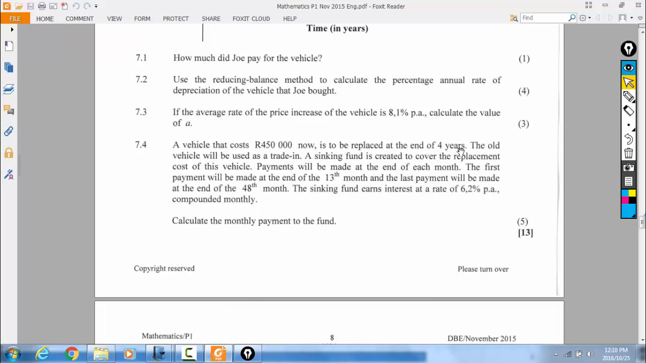And it says, the old vehicle will be used as a trade-in. A sinking fund, surprise, is created to cover the replacement cost of this vehicle. Placements will be made at the end of each month. The first payment will be made at the end of the 13th month, and the last payment will be made at the end of the 48th month. The sinking fund earns interest at a rate of 6.2% per annum, compounded monthly. Calculate the monthly payment of the fund.